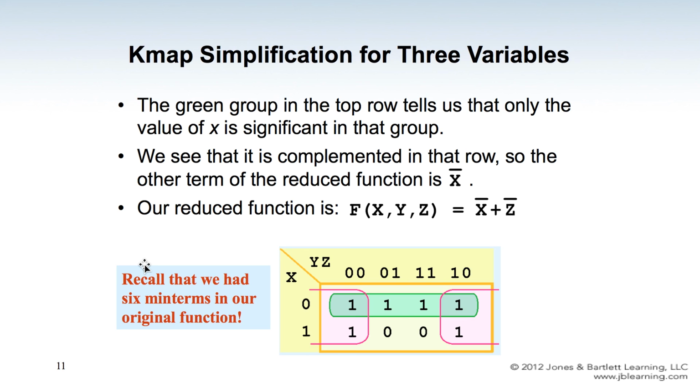Okay, so that's just a brief idea of how to use the Kmap for simplifying a Boolean function with three variables. In the next video we're going to discuss using Kmap for simplifying four variables.